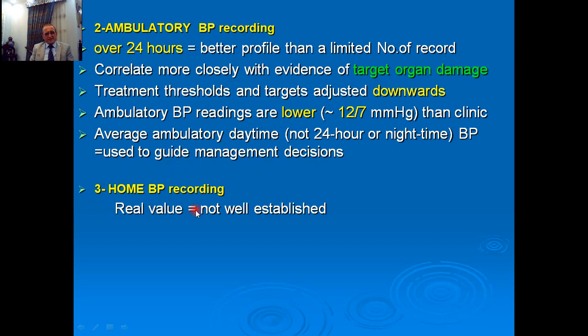And the last is home blood pressure. This is not of real value, is not well evaluated, and it is not recommended for everyone. Anyway, remember that the best treatment is office. Sometimes you are obliged to do ambulatory blood pressure recording.